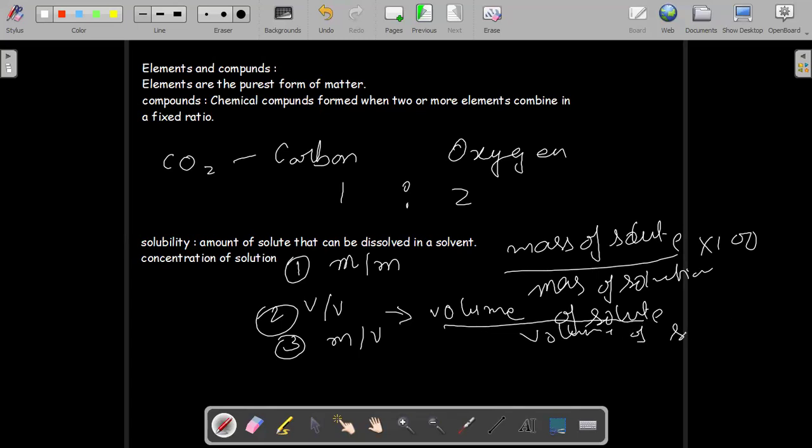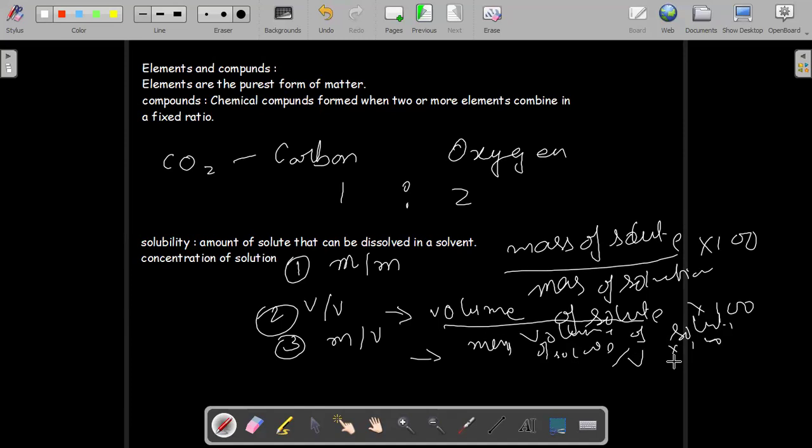The last one is mass by volume. This is mass of solute divided by volume of the solution, all multiplied by 100, that is your percentage. You get your solubility in terms of percentage.